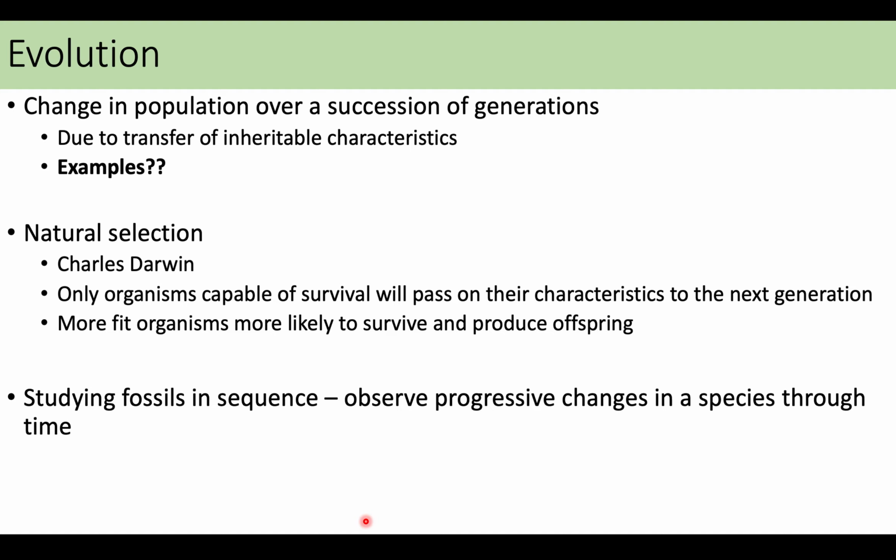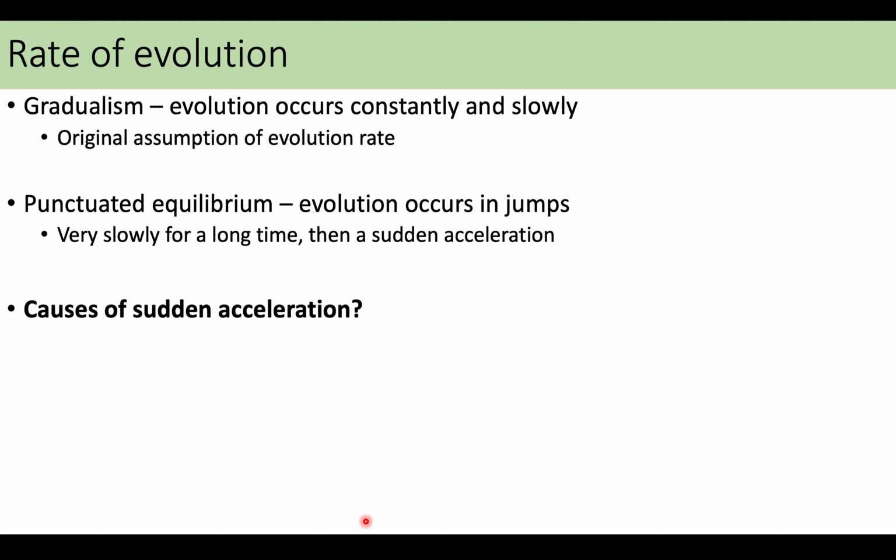So studying fossils in a sequence in time, we're able to actually observe the changes in a species through time. So we can see some of these progressive changes through time, through the generations. The rate of evolution changes. There can be gradualism, which is where evolution occurs really, really constantly and very, very slowly. This is sort of the general assumption of evolution rate, the norm. Gradualism. It's very slow, it's constant.